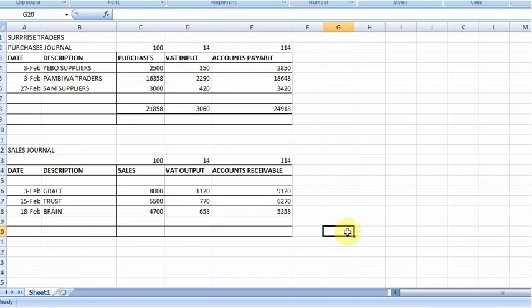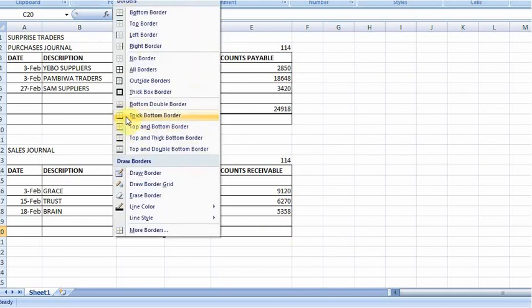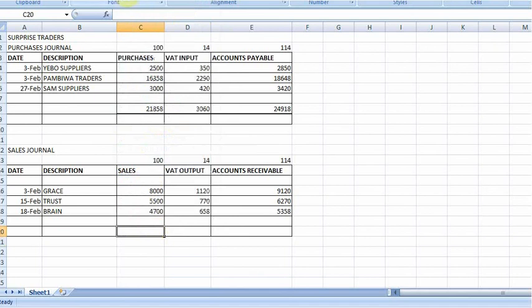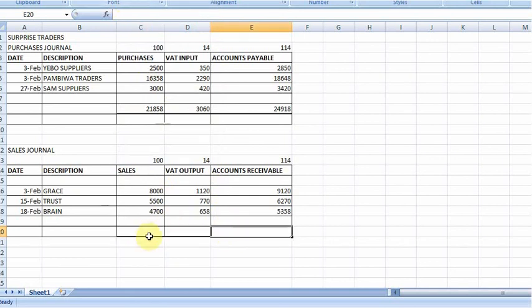Now that I am done, the only thing that is left for me to do is to go and find my totals. So again, I am just going to make a kind of double line there, and then I'm going to add everything up. For the sales, I'm going to get the sum of all the sales entries. For the VAT output, I'm going to add all the outputs together, and of course for the accounts receivable, I am going to do the same, just add everything up. And there I have finished my sales journal and my purchases journal for Surprise Traders.